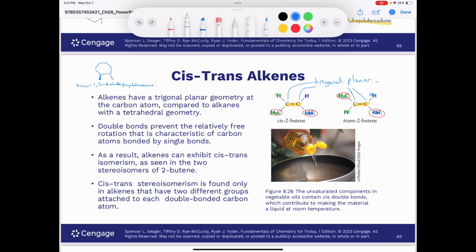And again, cis-trans stereoisomerism is found only in alkenes that have two different groups attached to each double bonded carbon. All right, and then it says here, in this figure, that unsaturated components in vegetable oils contain cis double bonds, which contribute to making the material a liquid at room temperature.